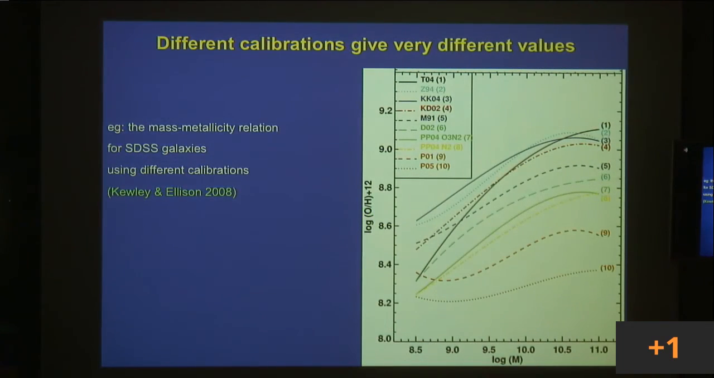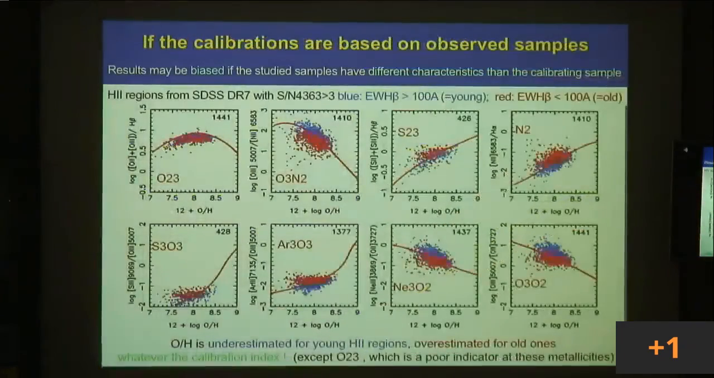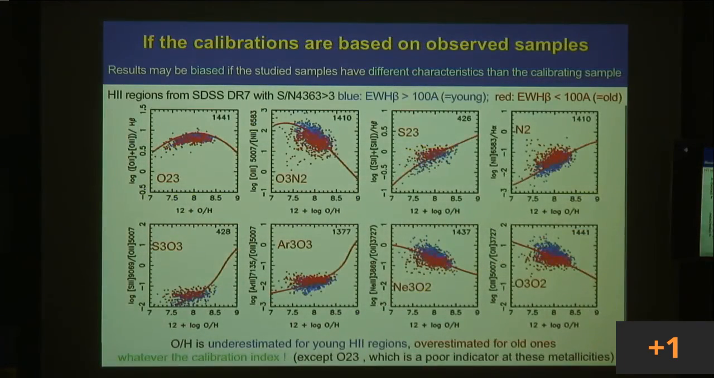One is that different calibrations give very different values. You probably have all seen this diagram coming from Kewley and Ellison and showing the median of the mass metallicity relation in galaxies from the Sloan Digital Sky Survey, and you see that the differences are almost 1 dex. The other problem is that if the calibrations are based on observational samples, the results may be biased if you consider samples that are not identical to the calibrating sample.